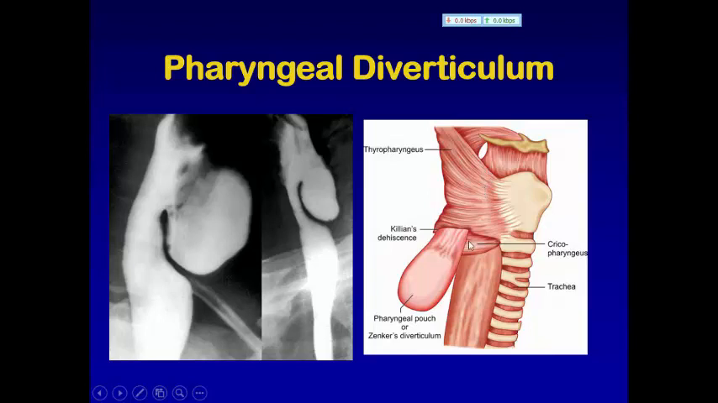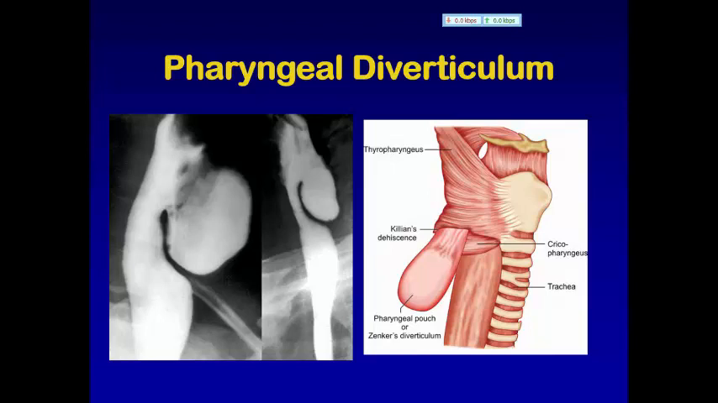Signs: there will be a swelling characterized by being soft and compressible at the posterior triangle. Look here, it is at the posterior triangle of the neck. It is dull or resonant: if there is no food, only air, it is resonant; if there is food or fluid, it is dull. A gurgling sound can be elicited if the patient swallows several gulps of air.